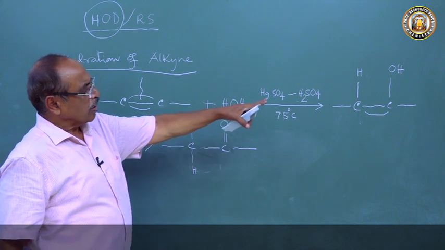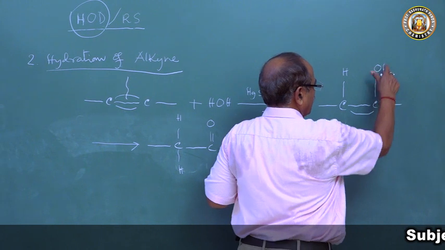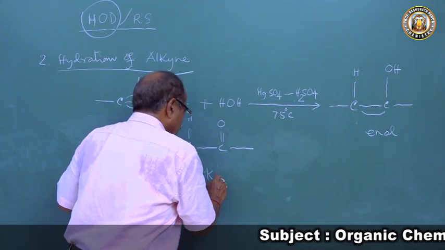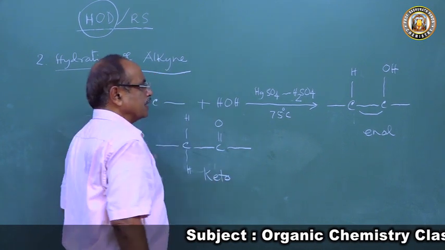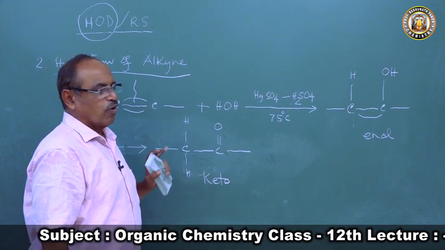So this is an enol form. What is this? Enol form. Here is what? Double bond and OH. So this is an enol form. And what is this? A keto form. So this arrangement takes place as tautomerism. But this compound is purely formed.